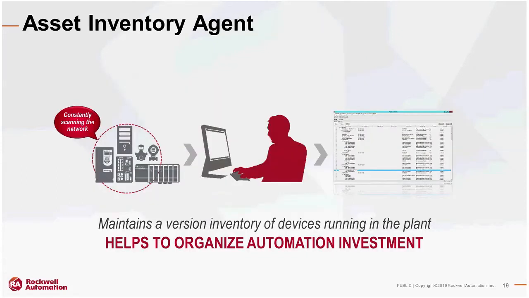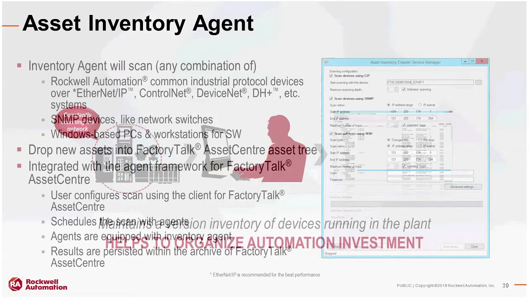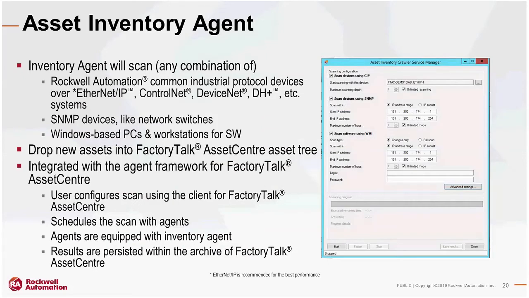Another new add-on here, the Asset Inventory Agent is an add-on feature which maintains a version inventory of devices running in a plant. So what does that really mean? Well, the inventory agent scans for Rockwell Automation SIP devices, network switches, Windows-based PCs, workstations, and then you can automatically add the new assets into the asset tree, which is particularly useful the first time you're setting up your system when you're building your asset tree within the AssetCentre client.